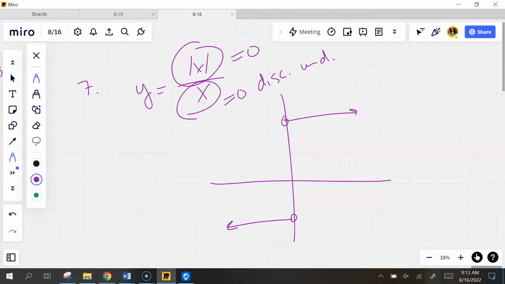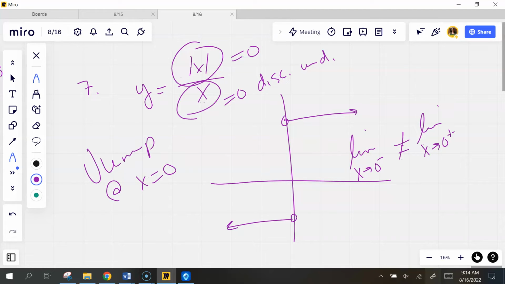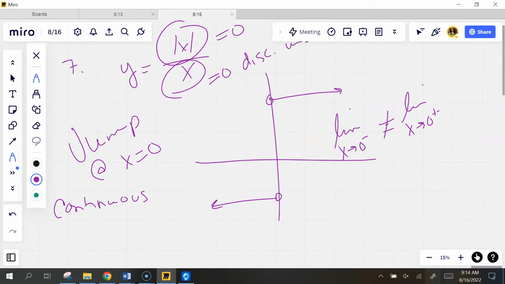So because the limit as x approaches 0 from the left does not equal the limit as x approaches 0 from the right, then 0 is my point of discontinuity. I have a jump at x equals 0. So I am continuous on the interval negative infinity to 0 and from 0 to infinity. However, I do have a discontinuity at x equals 0, and it is a jump at this time.